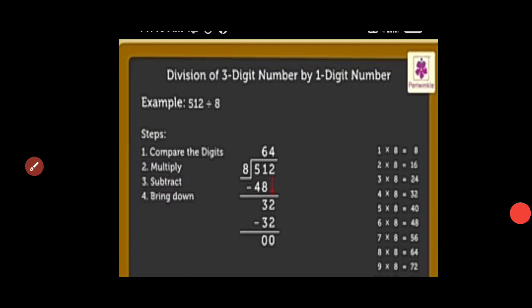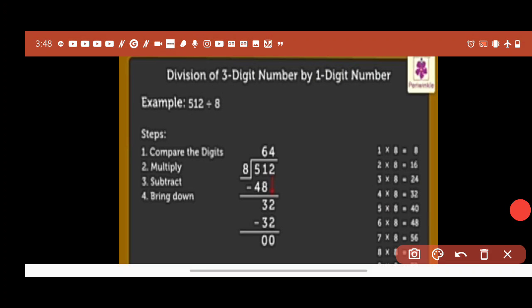Moving on, let's have a look at another example. Here we have to divide 512 divided by 8. So we make a house and writing down the bigger number inside and the smaller number outside. Now just compare number 5. 5 is smaller than 8. It means 5 cannot be divided by 8. Then take the next digit as well. So we are going to divide 51 by 8 now.